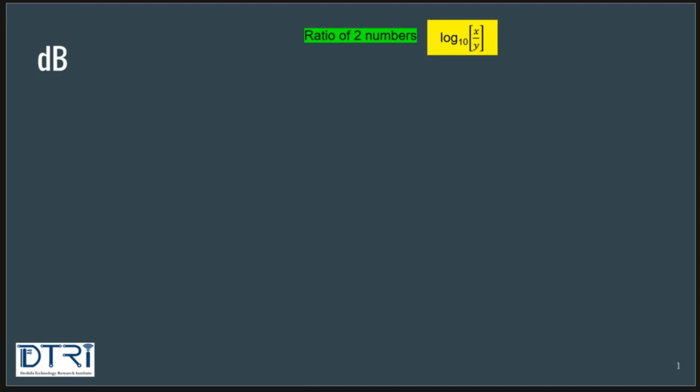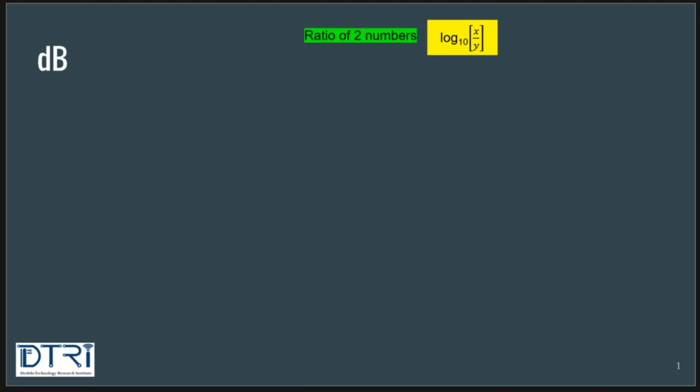But remember, when I say ratio, the difference here is that it is a ratio of two quantities with the same units. This means the numerator and denominator should have two values which have the same units. For example, it can be a ratio of voltages or a ratio of powers and so on.